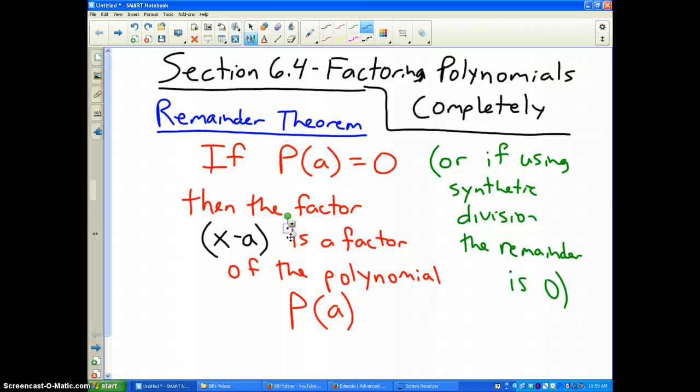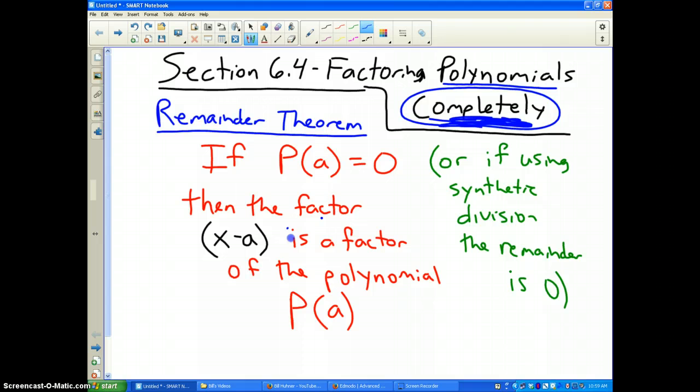All right, going on in section 6.4, we're going to talk about factoring completely. And we're going to need this skill in order to solve the polynomials that we're going to encounter coming up in a couple sections or so. But the topic today is factoring completely.